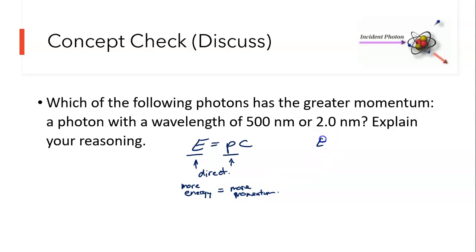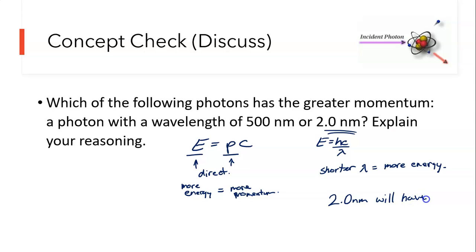Now, because, as discussed previously, longer wavelengths have less energy, therefore shorter wavelengths have more energy, and therefore the shorter 200 nanometer photon will have both more energy and more momentum. So more energy and more momentum.